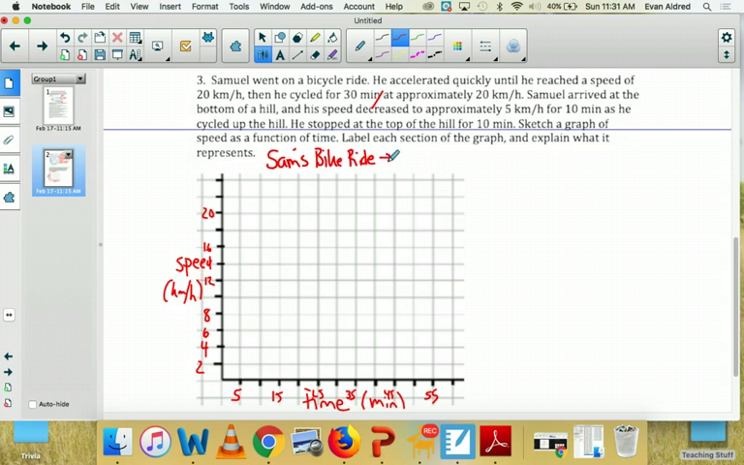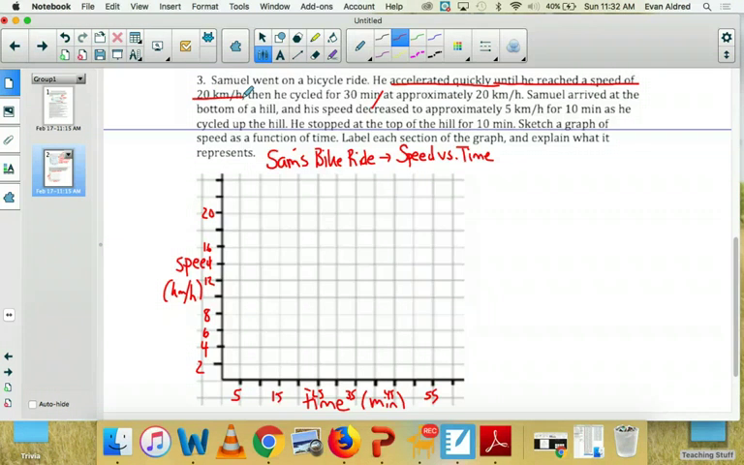And then I'm going to go even a little bit more specific. I need to have this detail, but I'm going to put it in. Speed versus time. Now we're going to go through and look at each segment, and we're going to fill in what we know. Well, we know that he accelerates quickly until reaching a speed of 20 kilometers an hour. Well, he's not just going to start at 20 kilometers an hour. He's supposed to start at 0.